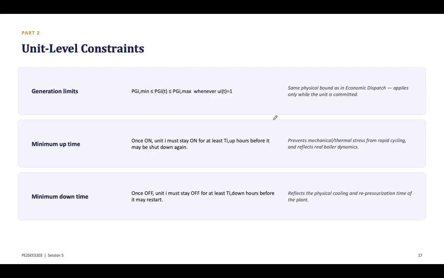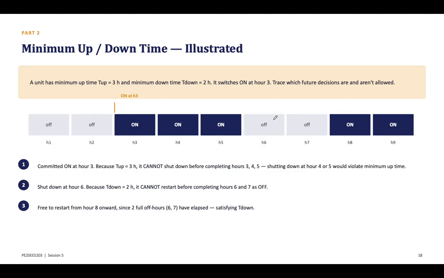Okay. So, minimum up and downtime. This is what has been illustrated through this slide here. The illustrated timeline, as you can notice there, should read. You should be careful because minimum time constraints are often misunderstood as simple labels rather than restrictions on future decisions. The unit is switched on at hour 3, marked in yellow here.